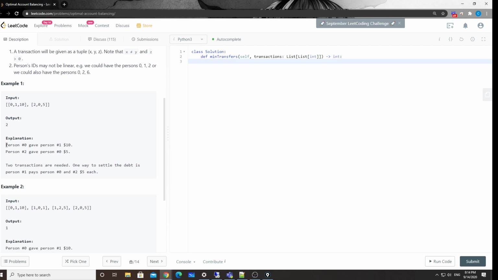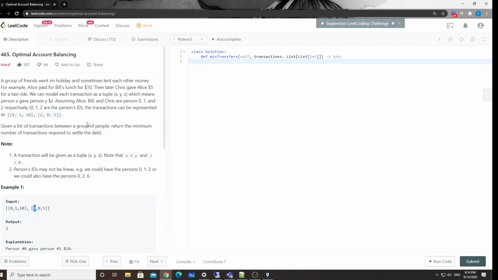Sorry, that's the explanation. One way to settle is that person one gives person zero $5 and also gives person two $5. That's how we can settle the debt.